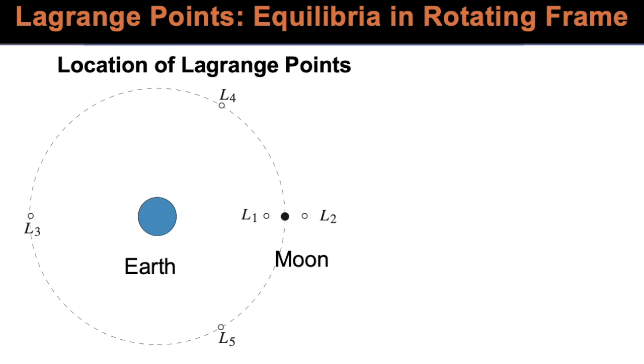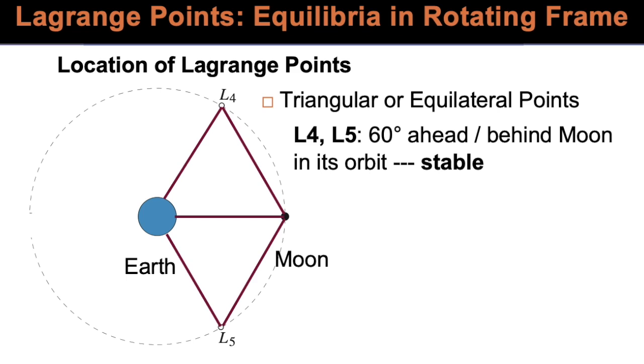So I'm going to say some about the location of the Lagrange points. First, L4 and L5. These are called either the triangular or equilateral points. These are locations 60 degrees ahead of the moon and behind the moon in its orbit. A spacecraft there is equidistant from the moon and Earth. They're also known to be stable for the value of the mass parameter that exists in the Earth-Moon system.